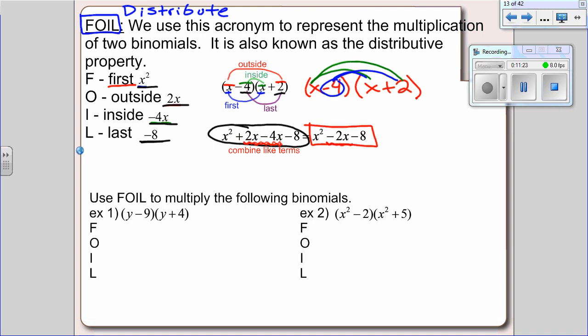Okay, we're going to do a couple examples so you can see what it looks like. So the question here says multiply. Another word for multiply is expand. So if you read in your practice book the word expand, that also means multiply. So expand means the same thing.